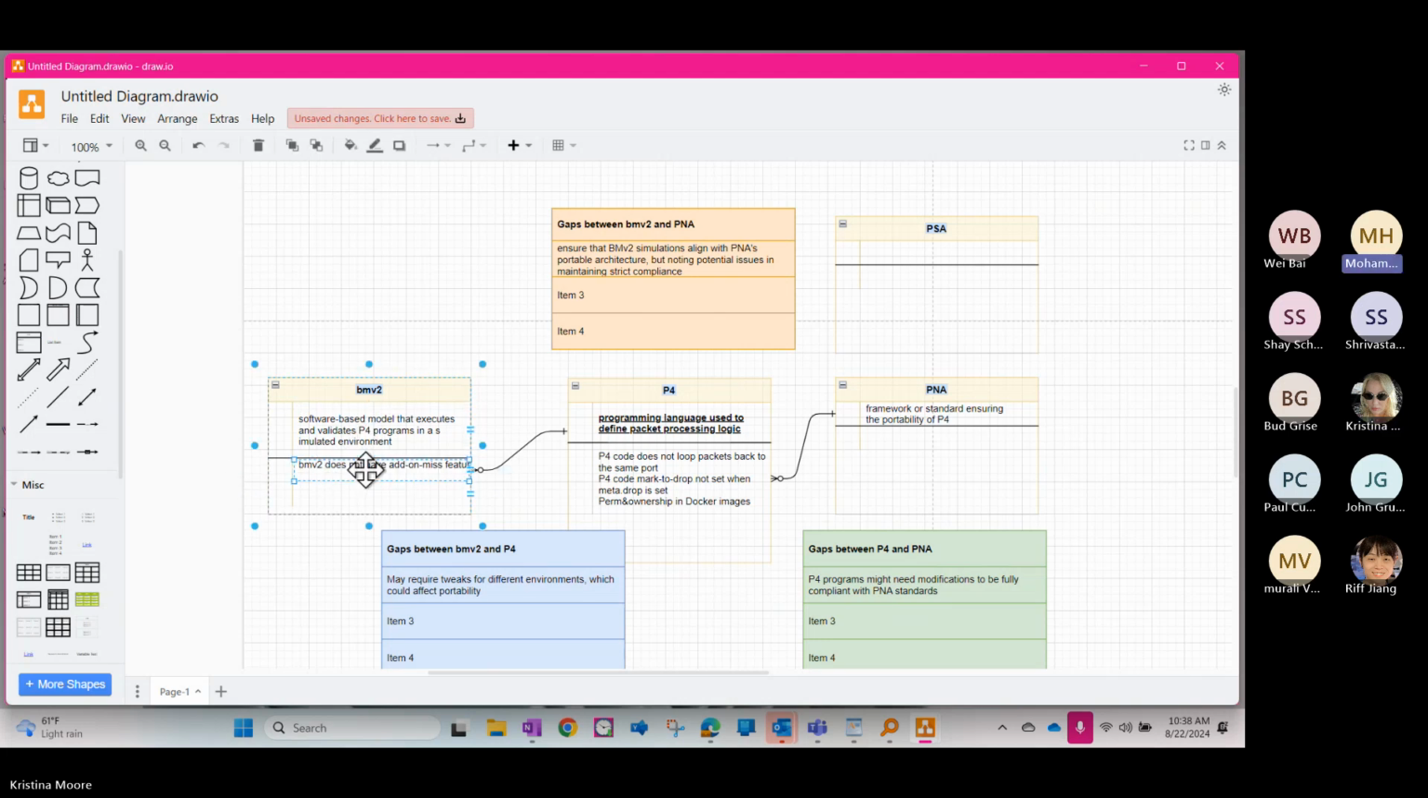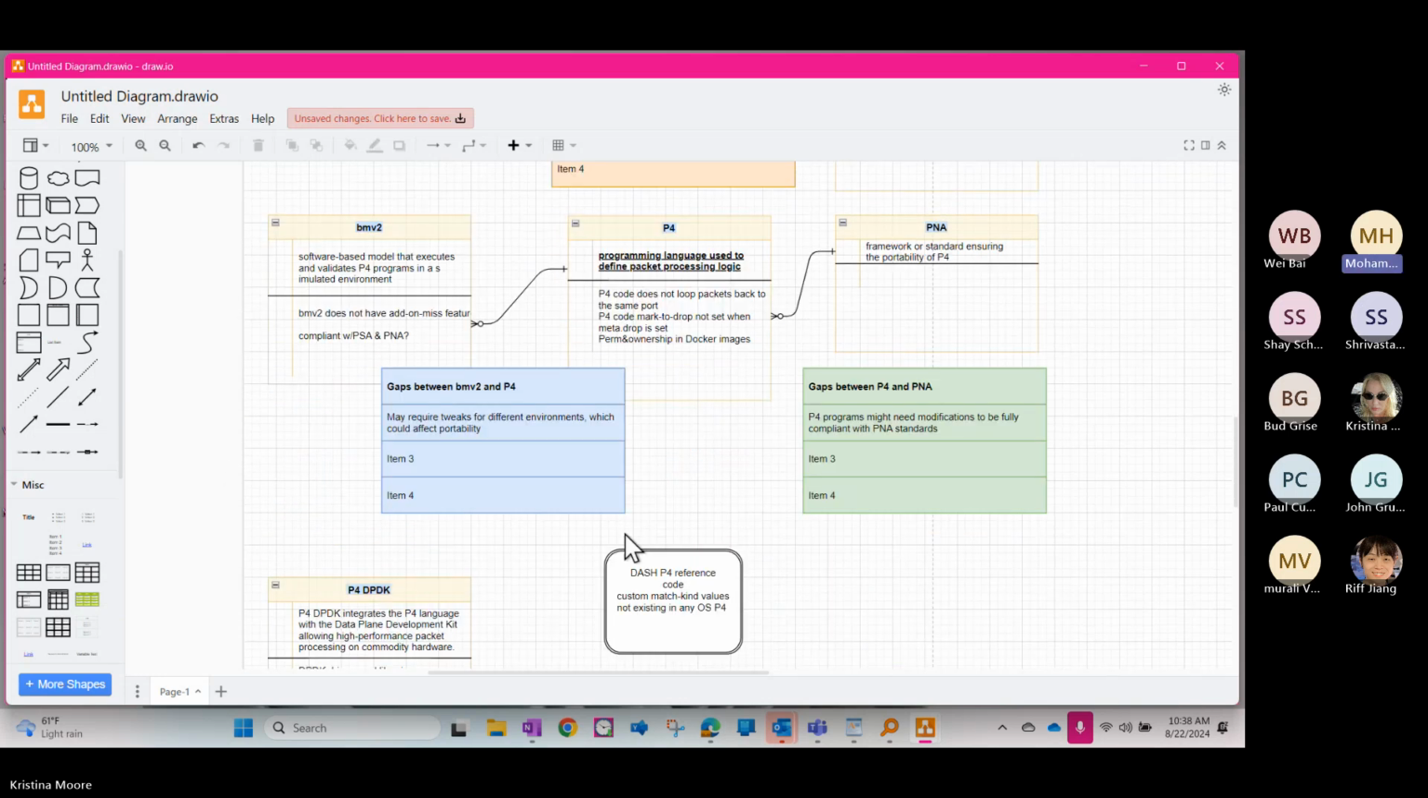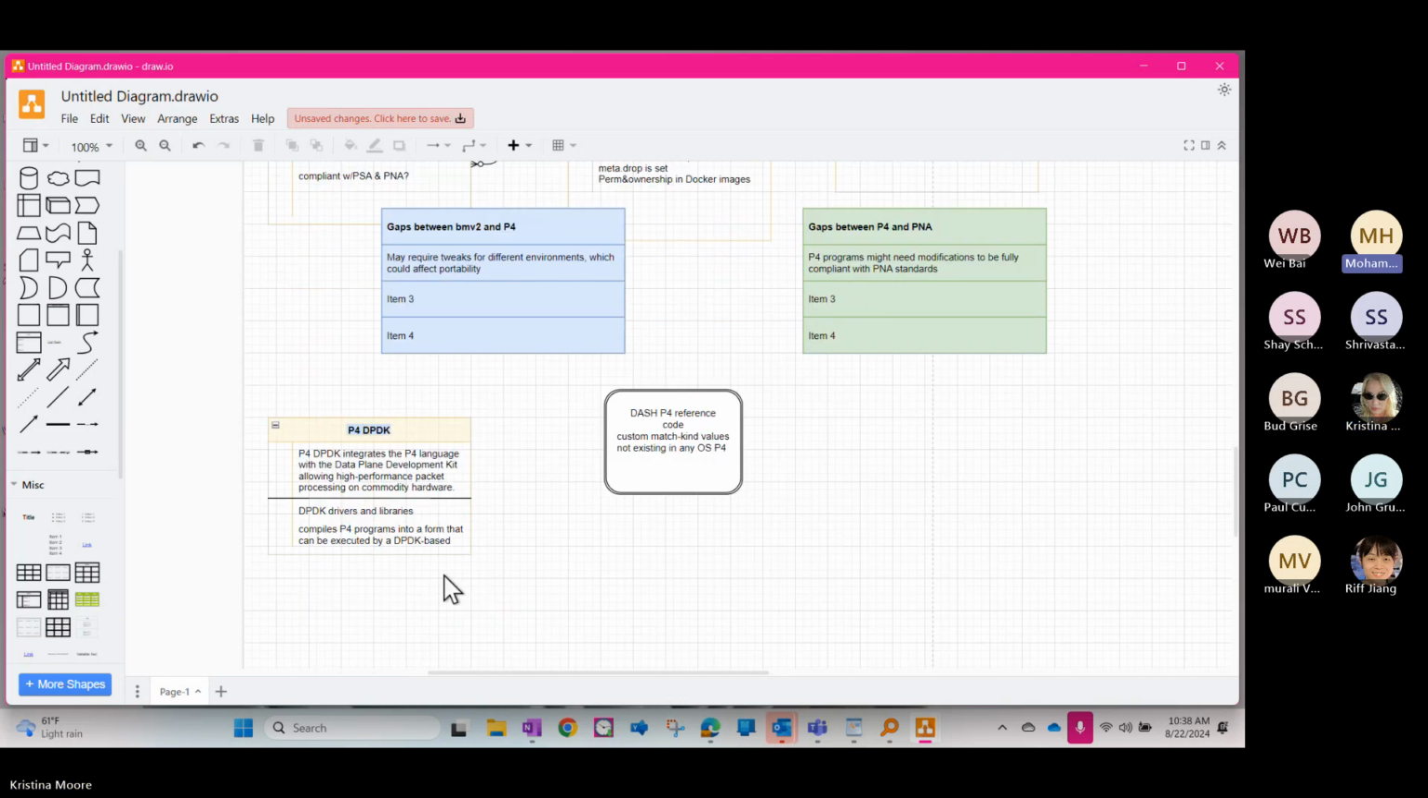So we said, okay, we could use P4 DPDK, which is similar to BMV2, in order for us to really do any simulation, and it also is going to be compliant with the PNA, right? But I think that also had some gaps or something like that. So I think those pieces, as we know where they fit, they are there.